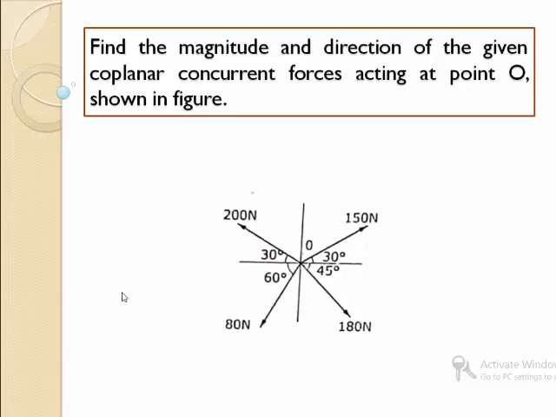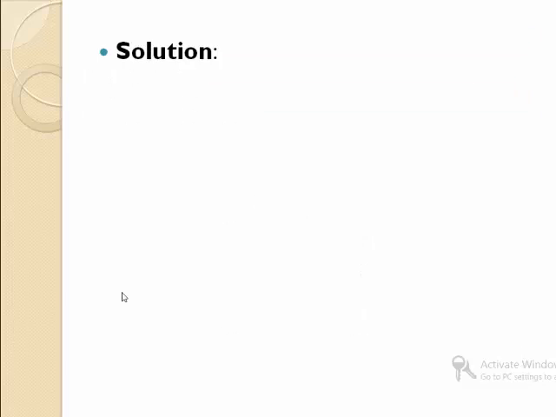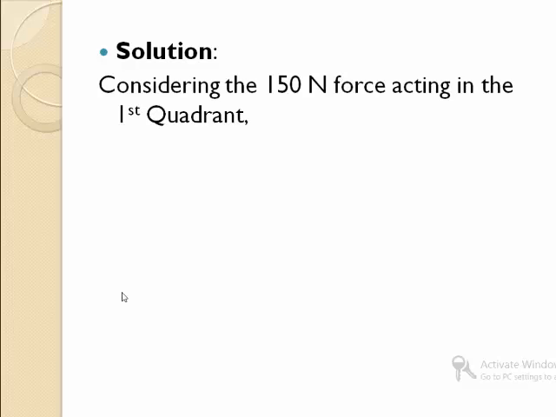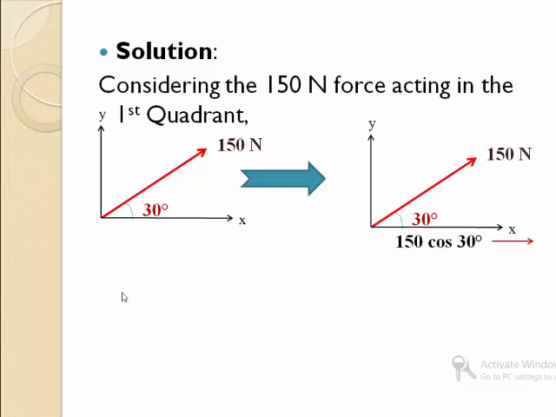So the given coplanar concurrent force system consists of 4 forces, each acting in different quadrants. Okay. So let us consider the forces one by one. First, consider the 150 Newton force acting in the first quadrant. So this force can be split into 2 force components. One along the horizontal direction, that is in the positive x-axis, with the magnitude 150 cos 30, and the other one along the positive y-axis with the magnitude of 150 sin 30.